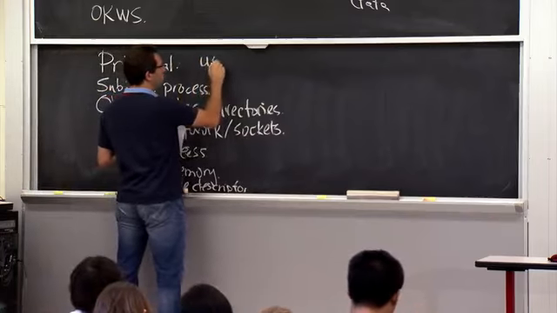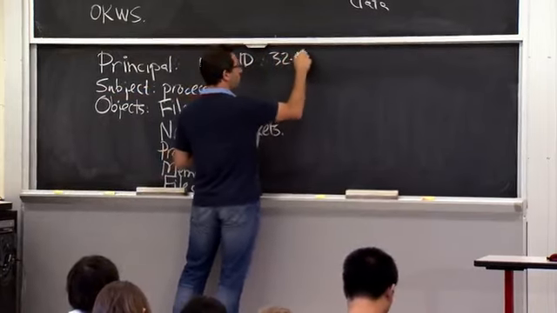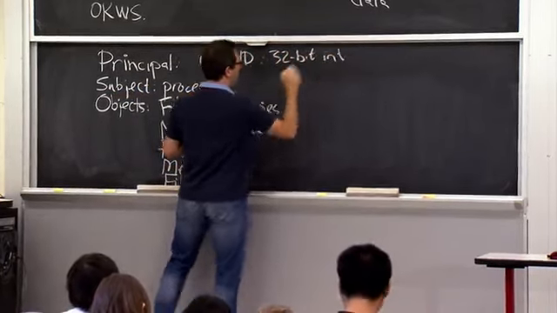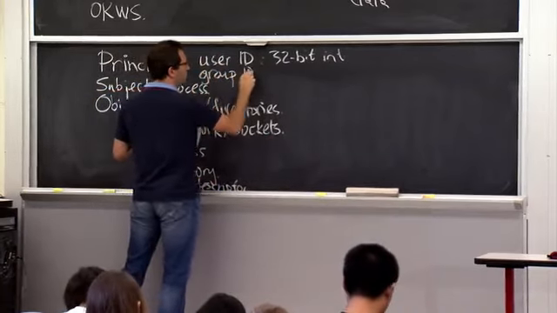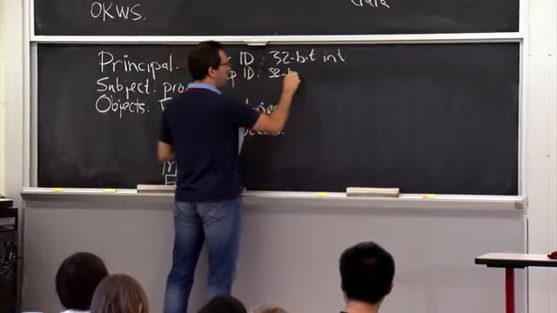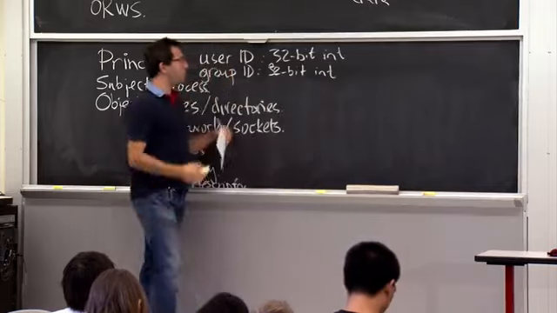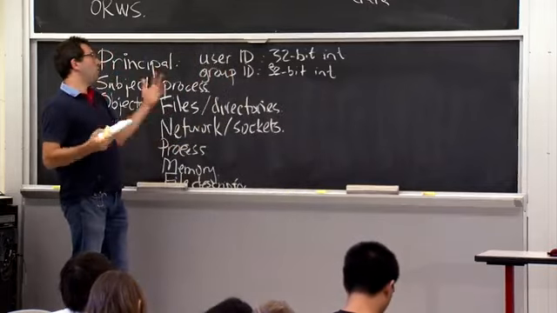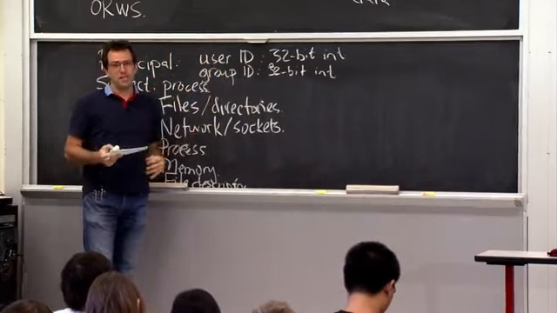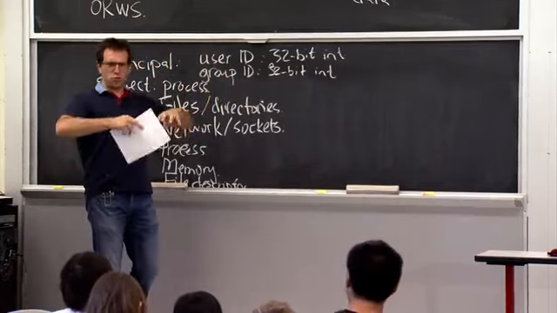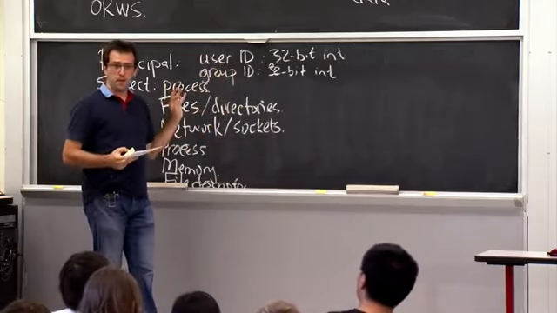There's something called a user ID, which is just a 32-bit integer. And there's also a group ID, which is also a 32-bit integer. There's not really a great reason why they're different. It would have been nice if they were just a uniform set of 32-bit integer principal numbers. But unfortunately, Unix splits them into two categories: user ID integers, and group ID integers.